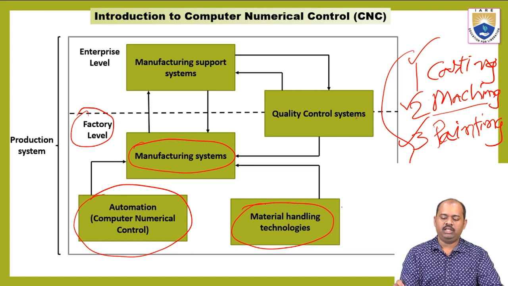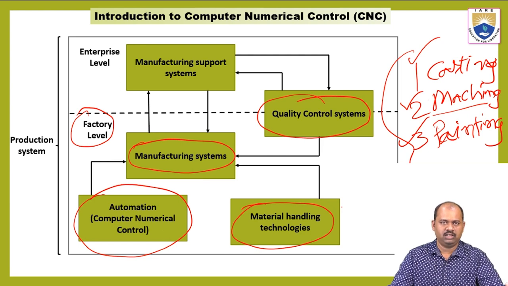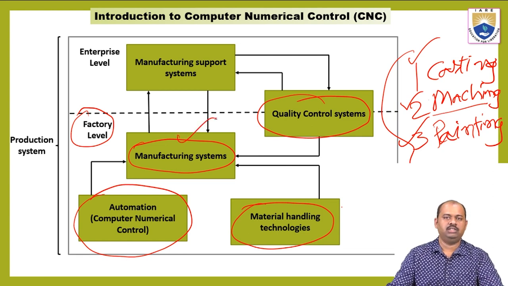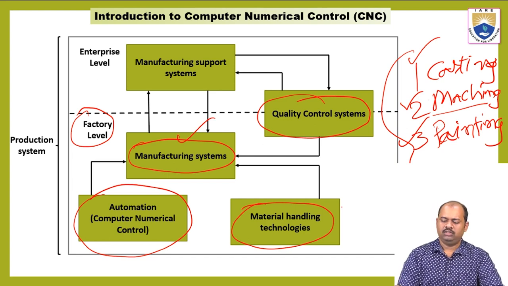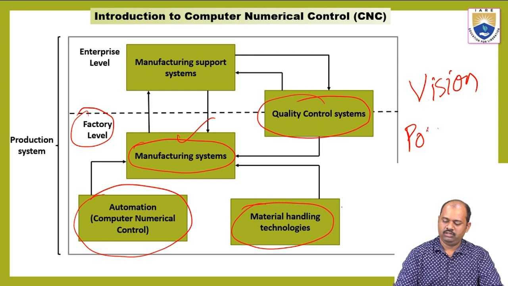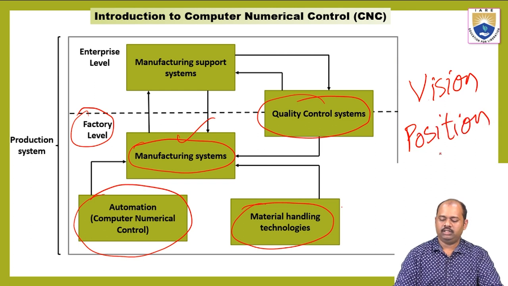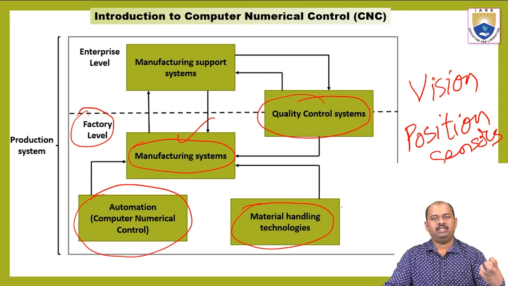And then for quality control also, we can automate. We can use vision sensors or position sensors. Different types of sensors can be used for quality checks of the particular object manufactured in the manufacturing system. So how will these vision or position control systems work? How can automation be done in quality control? In quality control, vision or position sensors can be used. These are the sensors which can be used to identify defects in a body.